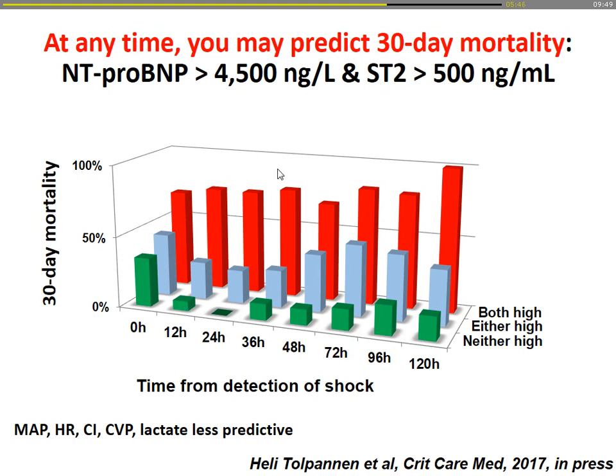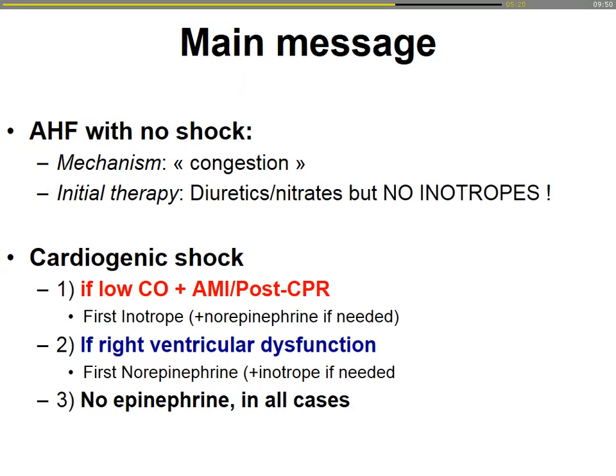If those two biomarkers are high, you see that the mortality is 80%, and this is true all along the ICU stay. But maybe most importantly, those biomarkers do much, much better than mean arterial pressure, heart rate, cardiac index, CVP, and lactate. Then just by measuring two biomarkers, you can really quickly say this patient is going to do well or this patient is going to die in the next days.